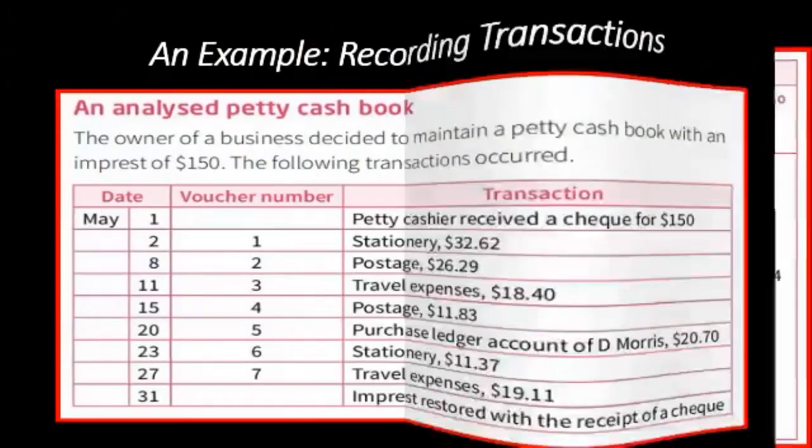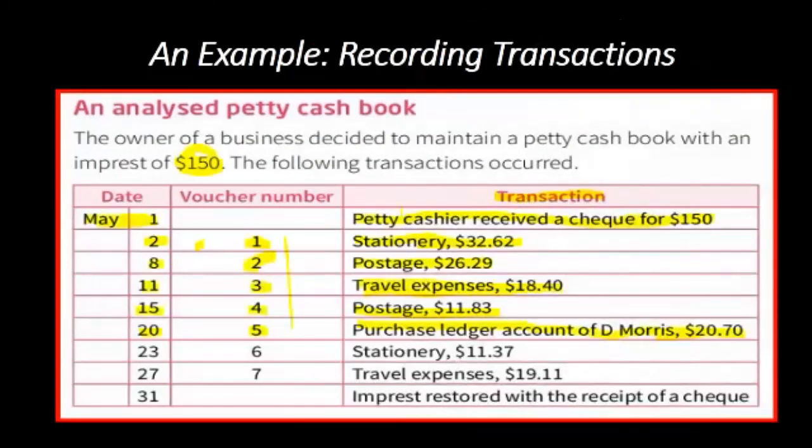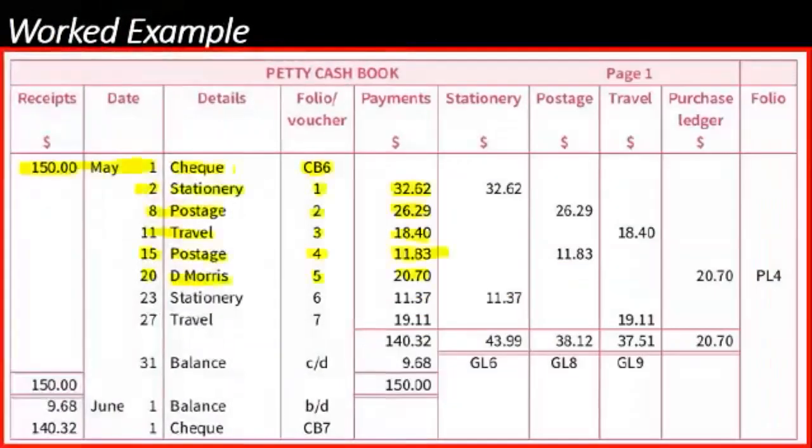Okay, next transaction, stationery, 1137, voucher number 6, date 23rd, and we enter the amount, the voucher number, stationery in the details column, date.